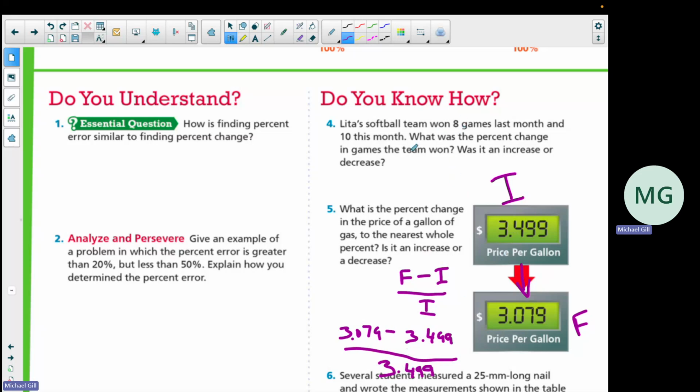So again, what is my final? What is my initial? Well, what happens first in the problem? That's what I'm trying to figure out. That would be my initial, and what happens second would be my final. Well, let's see. So last month they won 8, this month 10. Well, what happens last then is 10. What happened first is 8. So that's my number. So I got my labels.